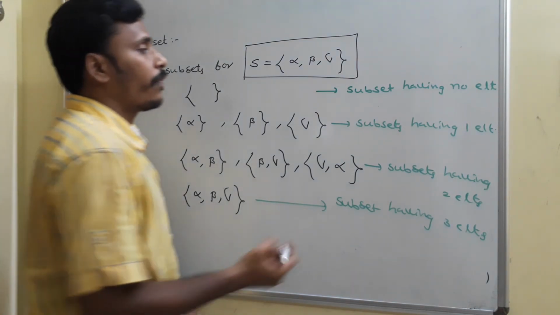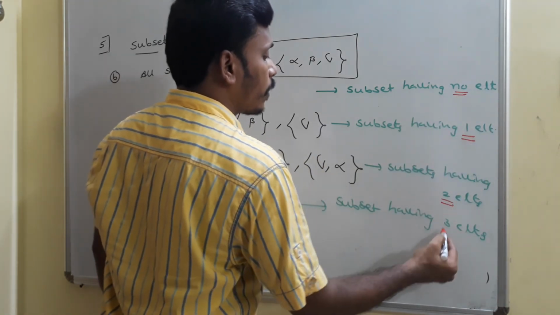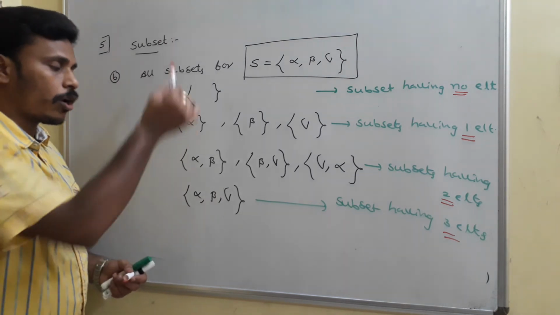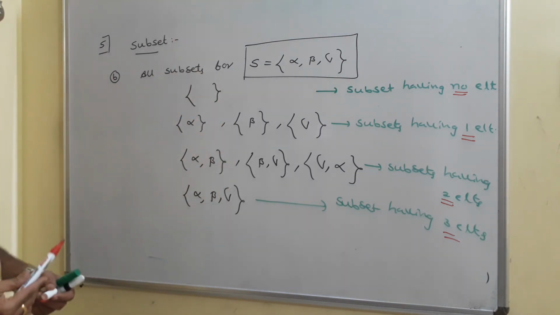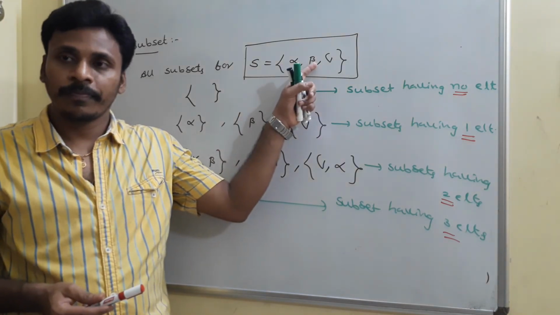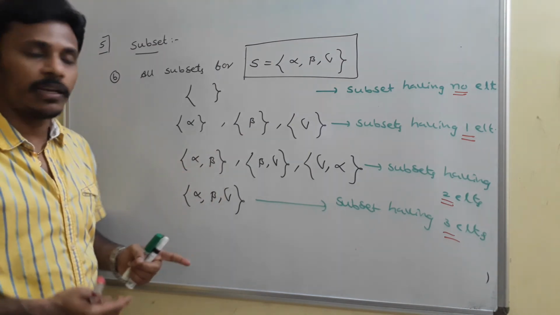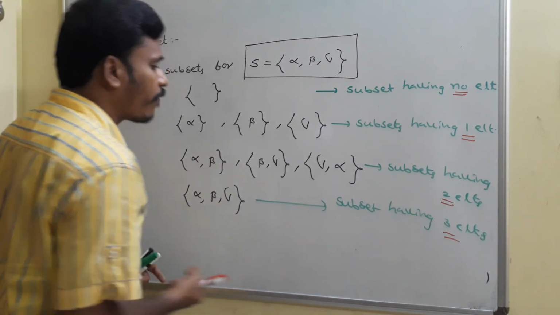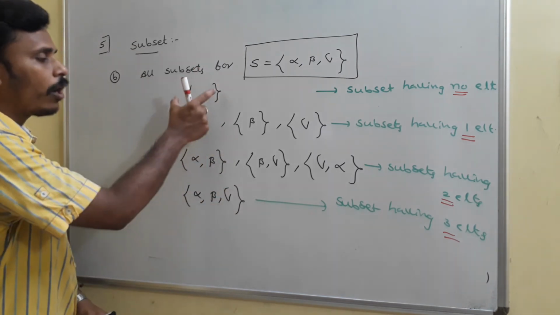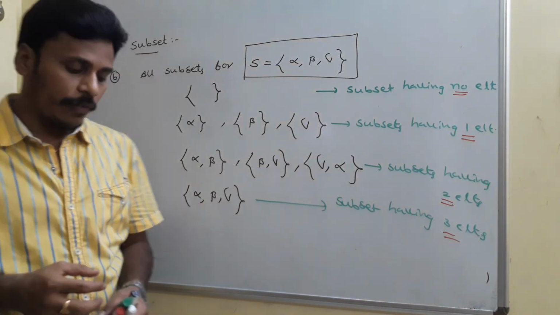So look that there are subsets with no elements, there are subsets with one element, there are subsets with two elements, and there are subsets with three elements. All these are the different subsets for the given set S. If you have four elements in the given set S, then you may get many more subsets. There you will get a subset having four elements also. And now once again, these subsets are classified into different types.